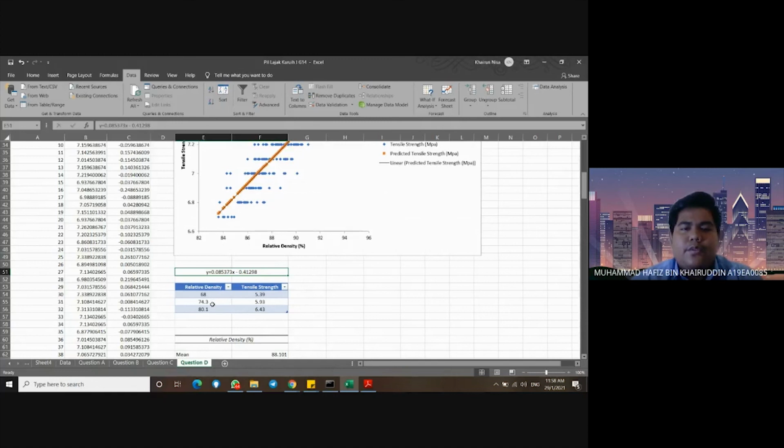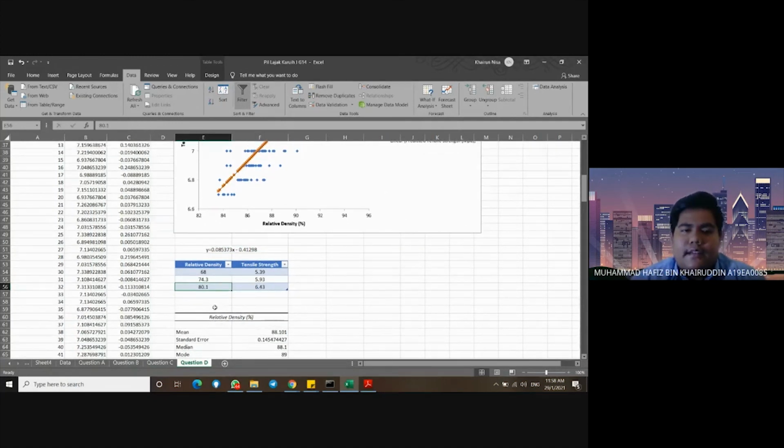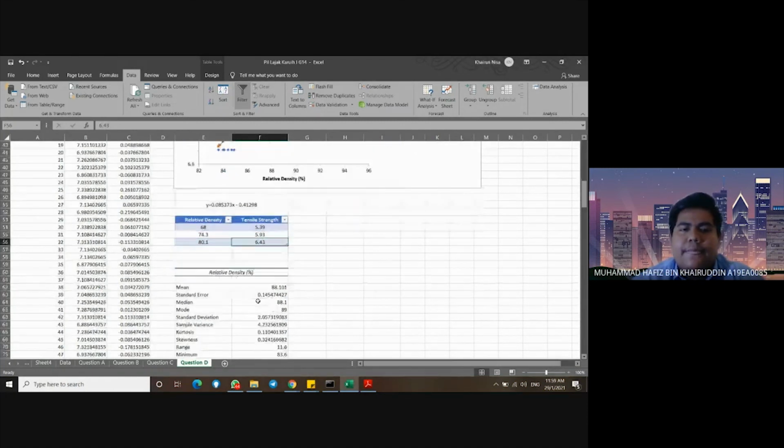Then we input the relative density equal to 74.3. Then we get tensile strength equal to 5.93. After that, we input the relative density equal to 80.1. Then we get the tensile strength equal to 6.43.